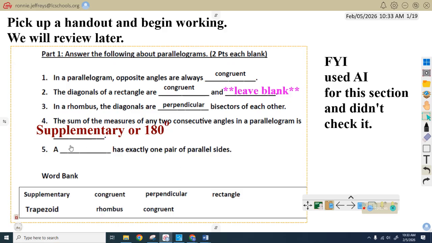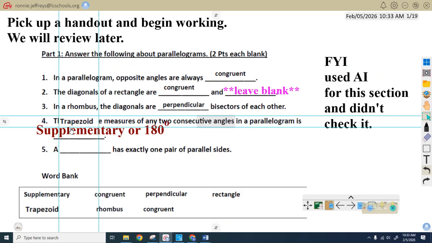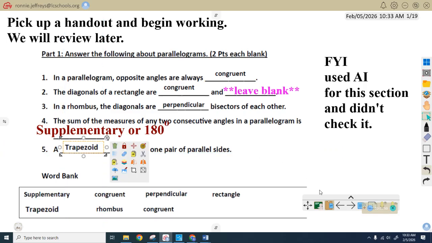Okay. Number 4 was already up here, supplementary or 180. Okay. And then number 5, a trapezoid has exactly one pair of parallel lines.